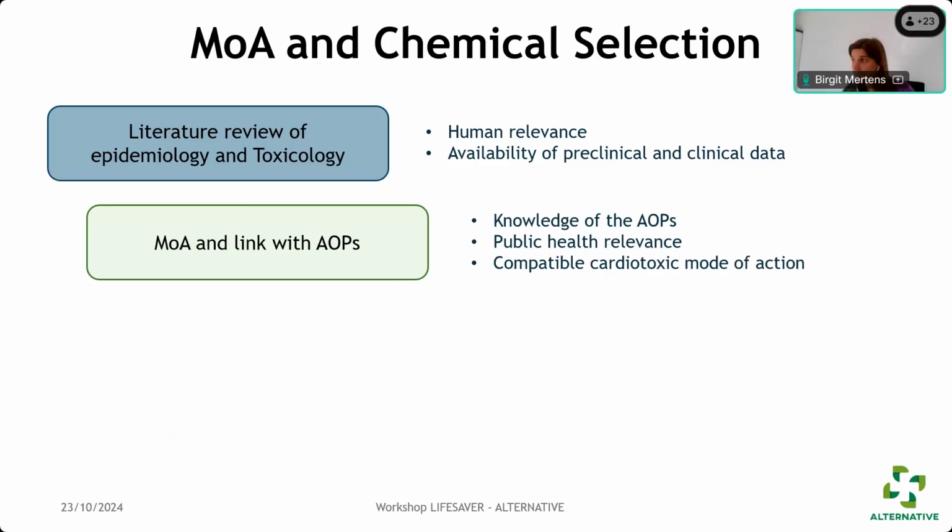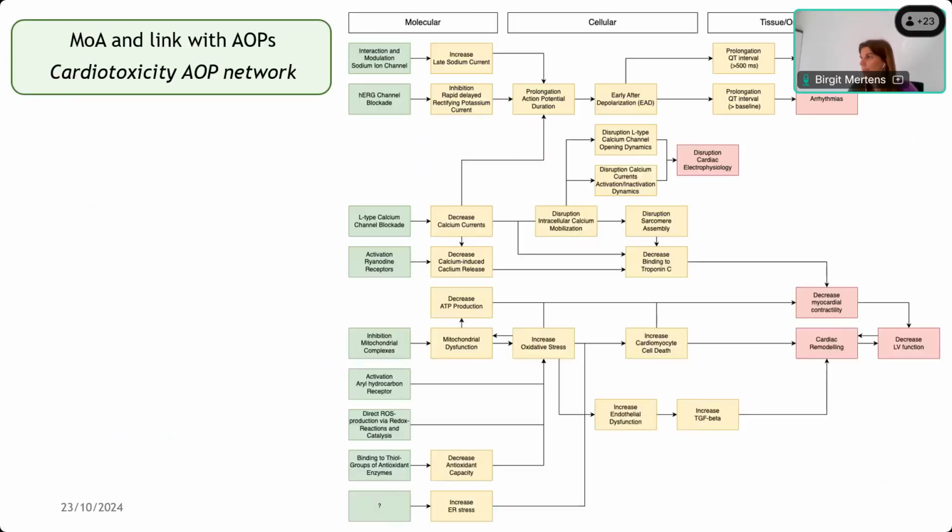Then secondly, we also took into account the mode of action of the chemicals, because of course it's important that the modes of action through which the chemicals are leading to cardiotoxicity can be picked up in the system. And in order to help us with that, we took into account the adverse outcome pathway framework.